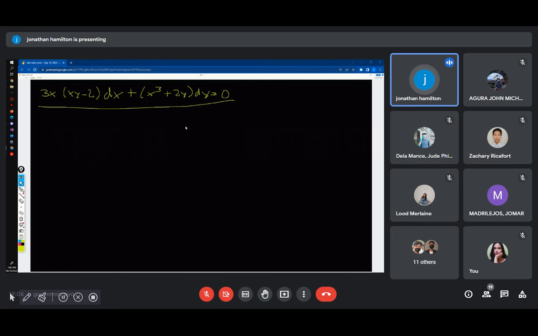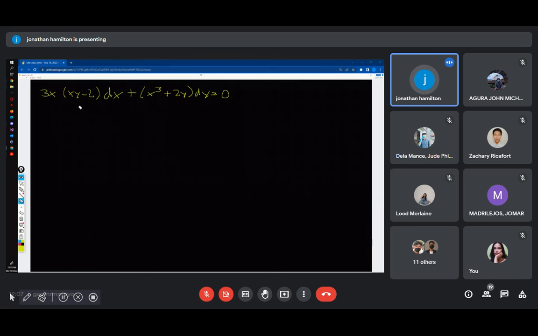Another question, based on our topic earlier: is this a homogeneous differential equation or not? We can say no, because they have different degrees when we expand. 3x²y is degree 3, minus 6x, which is degree 1, since only x is present. Same thing here, we have a degree 3 and a degree 1. Since they are not the same degree throughout, it is not homogeneous.